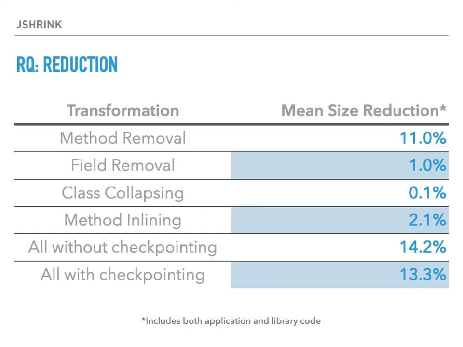For our first research question, reduction, we found that the method removal transformation applies the greatest reduction at 11%. Then method inlining followed by field removal. Class collapsing achieves 0.1%, which is rather low and disappointing considering the engineering complexity of that transformation. Applying all the transformations without checkpointing, we achieve a 14.2% reduction across the set, and with checkpointing a 13.3% reduction, thus showing there is a cost in applying checkpointing.